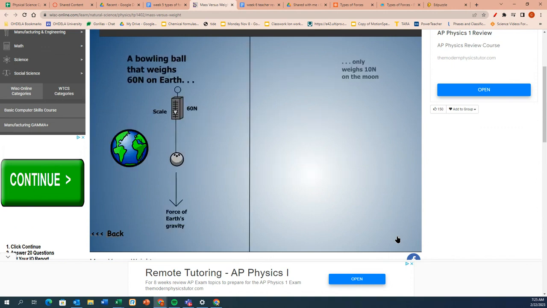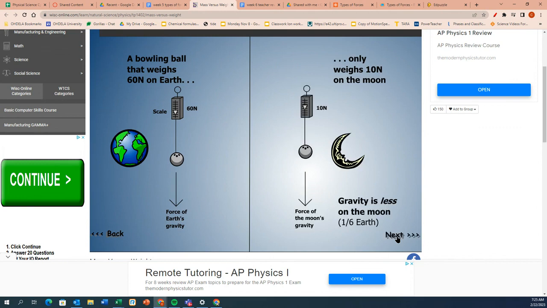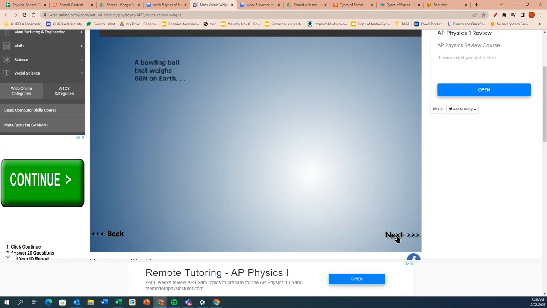The bowling ball has a weight of 60 newtons, and we use newtons in science class. So the bigger the number of newtons, the more weight it has. We use a scale and it usually says pounds, but in science we use newtons. On the moon, that same bowling ball pulls the scale down only to 10 newtons. So the gravity is 1/6 of Earth. The masses are the same, nothing has changed there, but the weights are different.